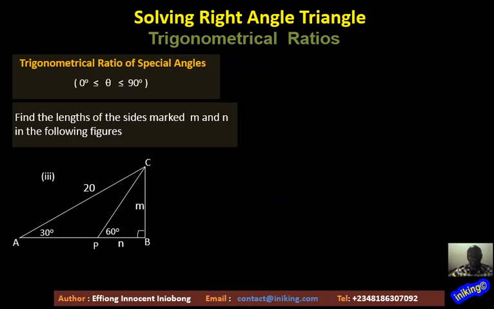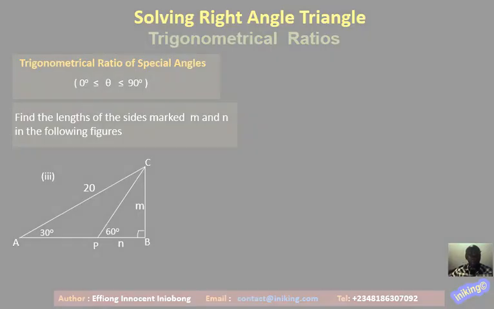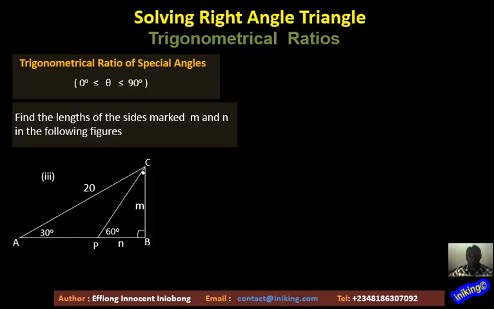Now let's take our time and look at this problem. In this figure, if you look carefully, you can see 2 right angle triangles. There is a small one right inside and a bigger one. Let's try to identify this first. Very important. If you look at triangle PBC, that's a right angle triangle. And if you also look at triangle ABC, that's another right angle triangle.